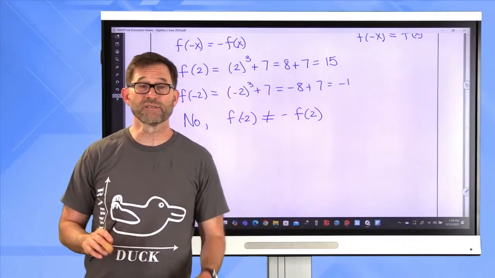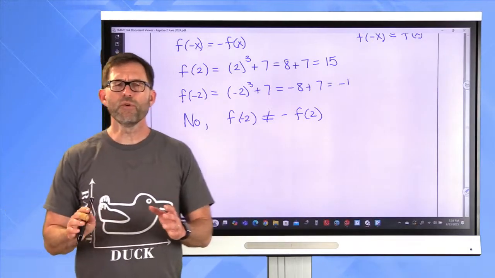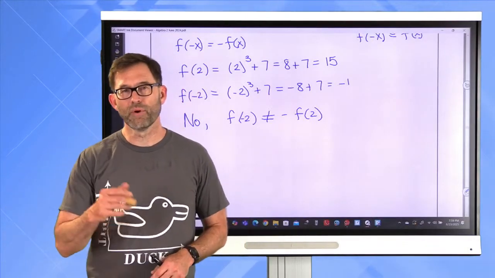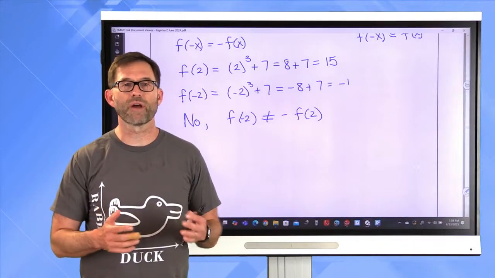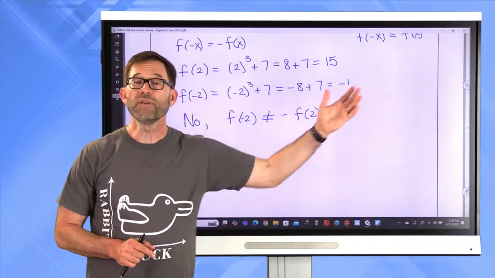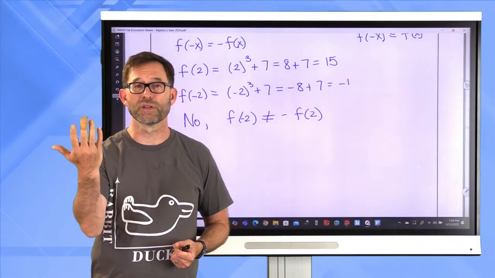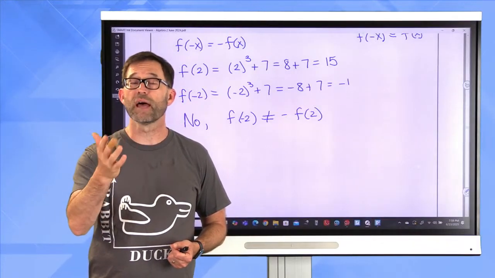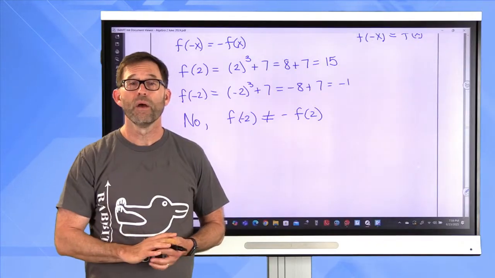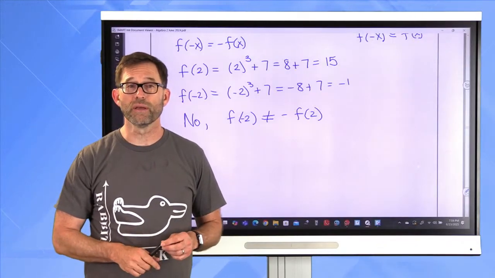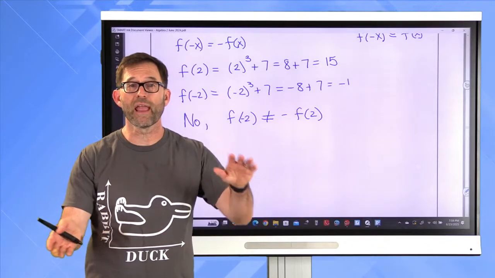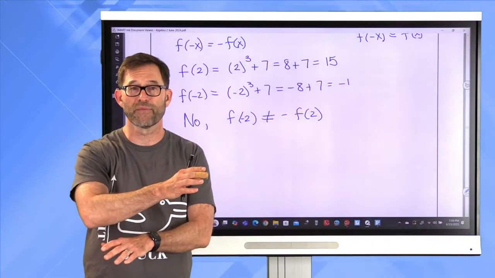All right? It's as simple as that. Now, some of you may have memorized that both even and odd functions have particular types of symmetry. Even functions have beautiful symmetry. They're symmetric across the y-axis. You could just flip them across the y-axis and they will land on top of each other. Odd functions have symmetry about the origin, 180-degree rotational symmetry about the origin.